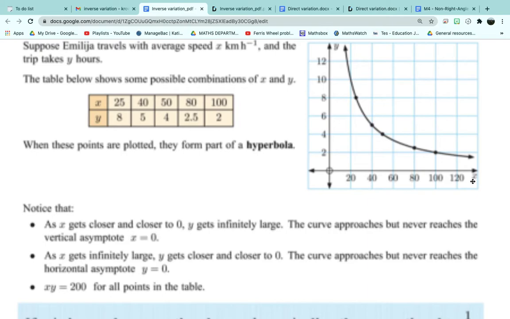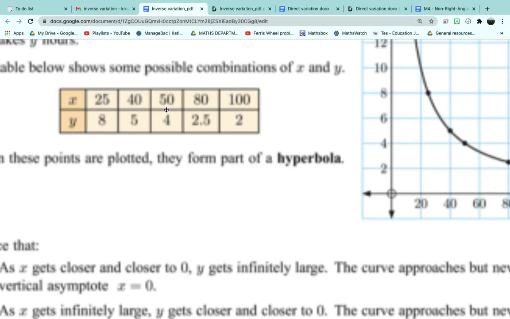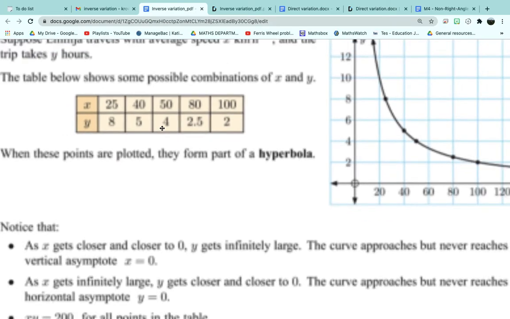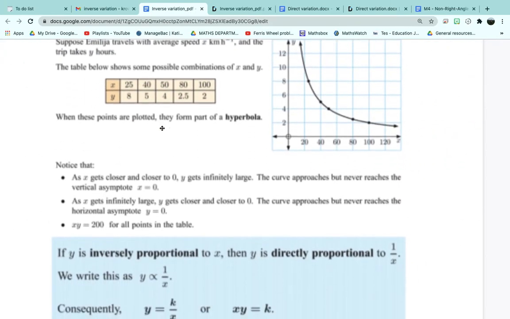And the last but most important point about inverse variation is points are inversely proportional if when you times the coordinate pairs together, they all equal each other. 25 times 8 is 200. 40 times 5 is 200. 50 times 4 is 200. And this is a really important note. Please note this down in your books now.